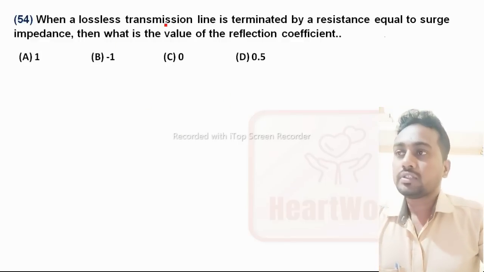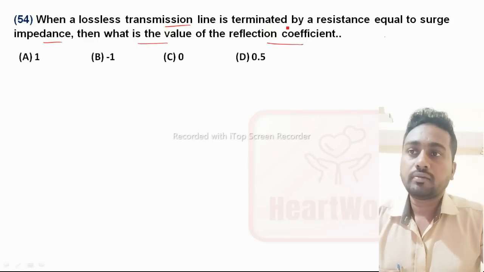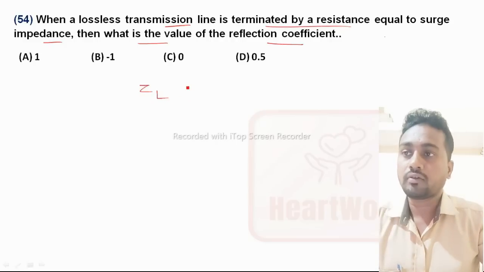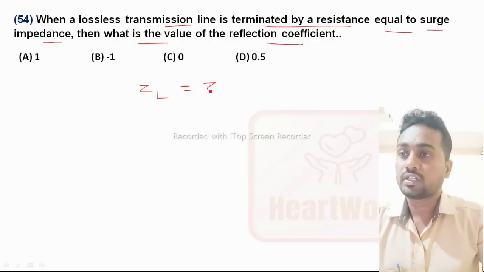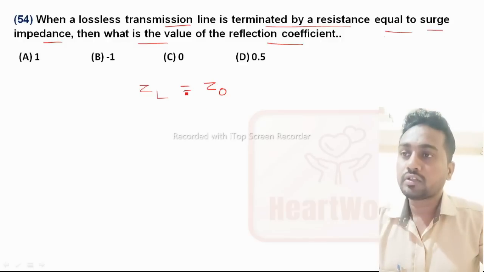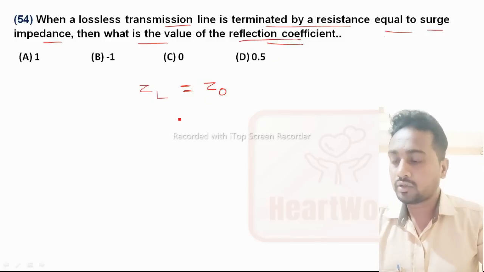When a lossless transmission line is terminated by a resistance equal to surge impedance, what is the value of the reflection coefficient? Terminated by a resistance, that is equal to what? ZL, the load impedance, equal to surge impedance, that is characteristic impedance Z naught. So whenever ZL equals Z naught, what is the value of the reflection coefficient?